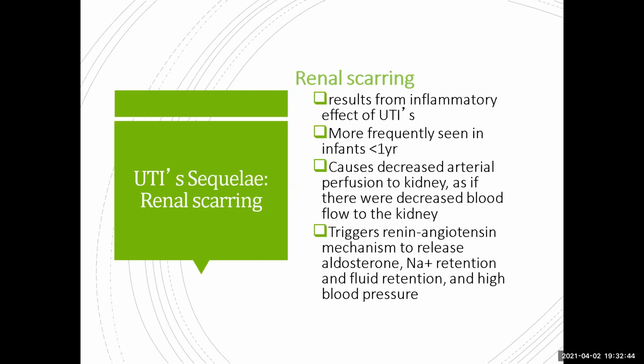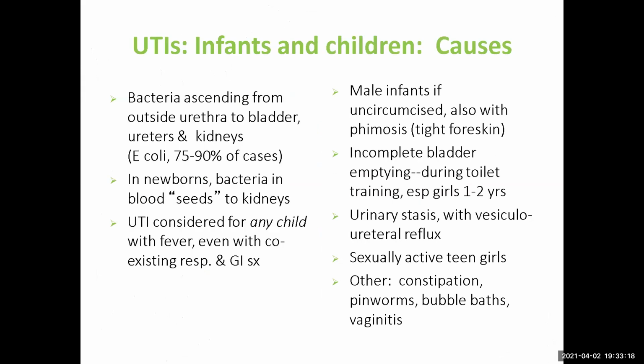So some of the sequelae from UTIs, one is renal scarring, because the UTIs keep coming back. This is more frequently seen in infants less than a year. And it causes decreased arterial perfusion to the kidney. That's kind of a given, right? And it triggers the renin-angiotensin mechanism to release aldosterone, sodium retention, and fluid retention, and increases blood pressure. So this can keep going around and around, right?